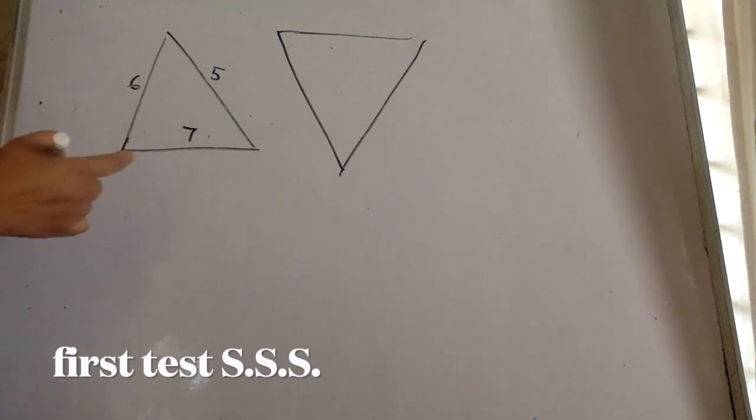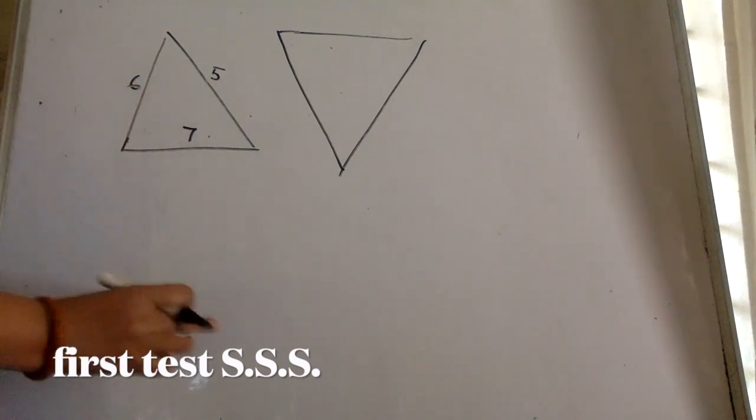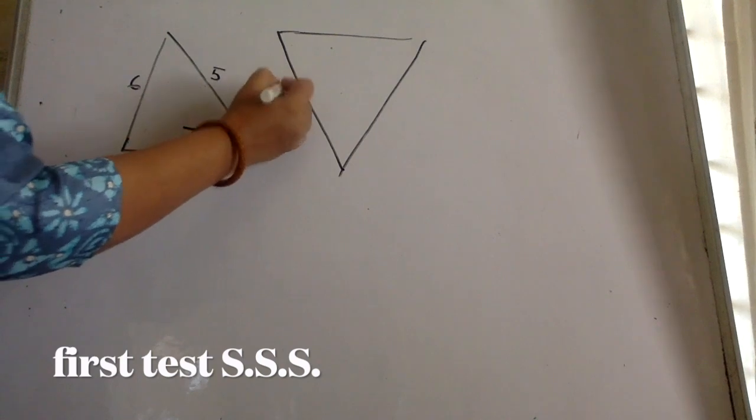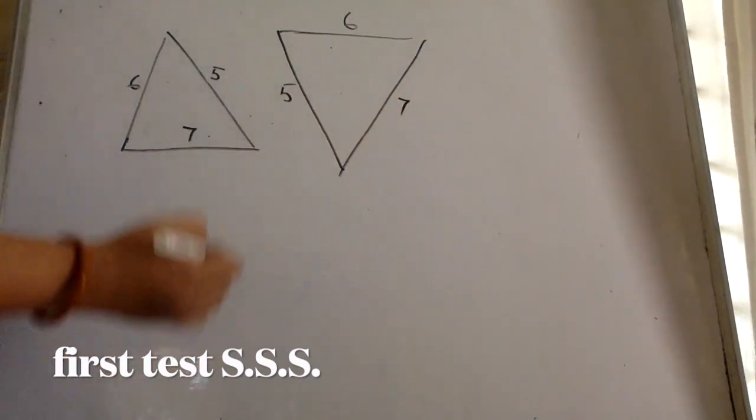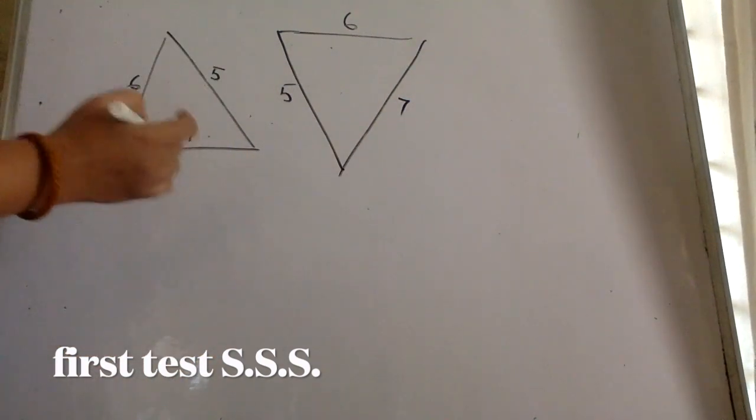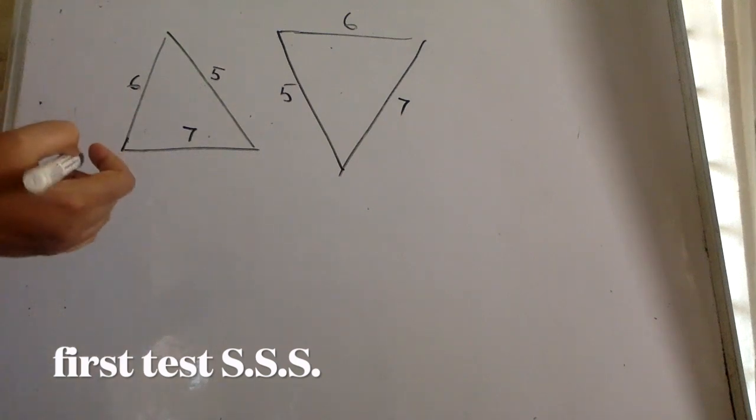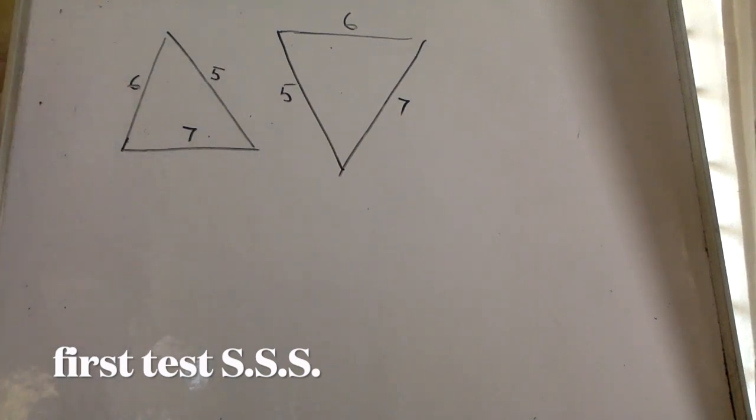Then they have told us this, and they have also told us that this is 5, this is 6, and this is 7 centimeters. They are all in centimeters. So now we'll have to tell whether they are congruent or not. Okay, how do we know that?